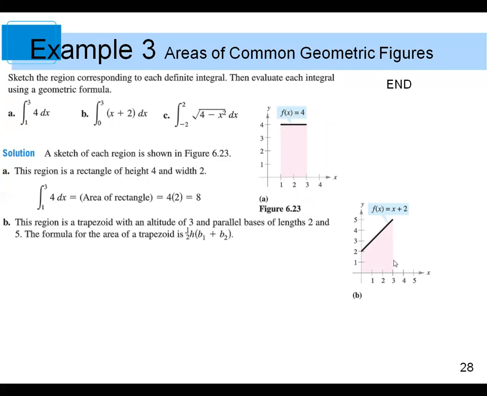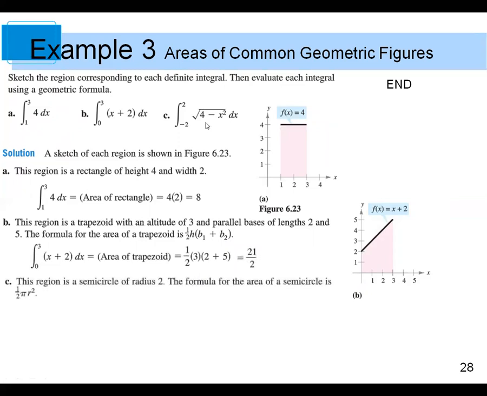For part B, x plus 2 in the region from 0 to 3 is a trapezoid. The area formula for a trapezoid is 1/2 the height of the trapezoid times the sum of the bases. Now the bases are the sides that are parallel. So this is a base and this is a base. You'd probably think that the length from 0 to 3 is the base, but that's actually the height. So it's 1/2 times the height, which is 3, times the sum of base 1 and base 2, which are 2 and 5 respectively. If I multiply that out, I get 21/2.